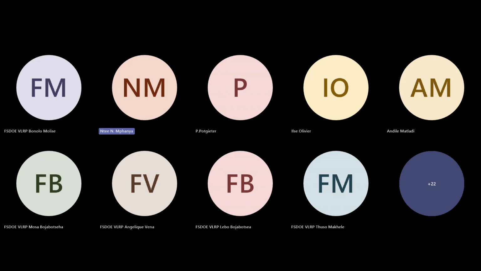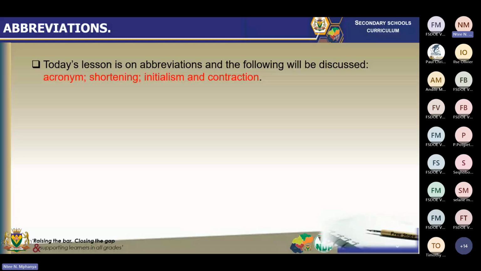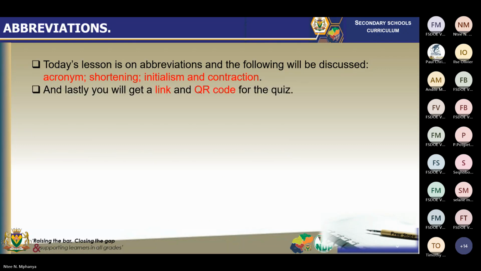Today's lesson is on abbreviations, and the following will be discussed. We'll look at acronyms, shortening, initialism, and contraction. And lastly, we will get a link and a QR code for a quiz.